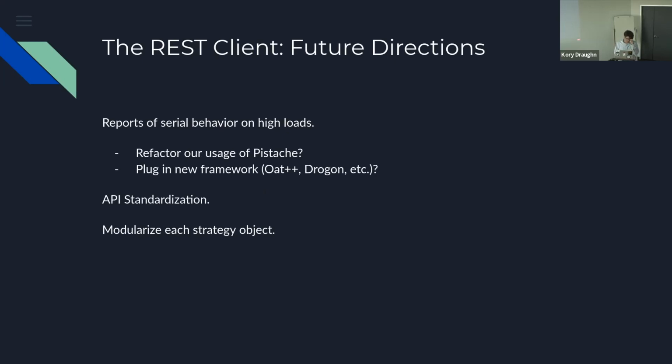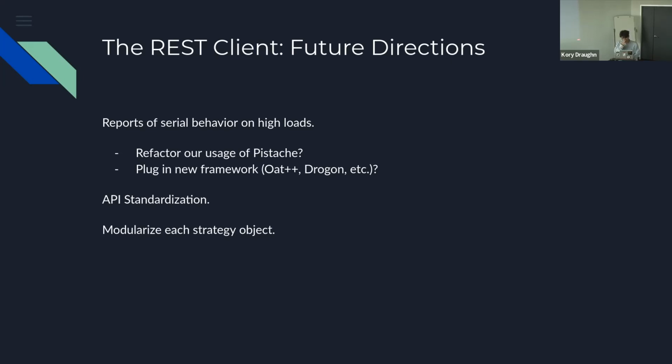So future directions that this might take: Pistache is supposed to be able to automatically handle threading and things like that, but we have reports of serial behavior on higher workloads. That could be addressed by refactoring our use of Pistache, to see if there's a more efficient way we could be using it. Or we could plug in a new framework. Some things that looked promising were OAT++, or specifically Drogon, which has what appeared to be some pretty impressive benchmarks for speed.